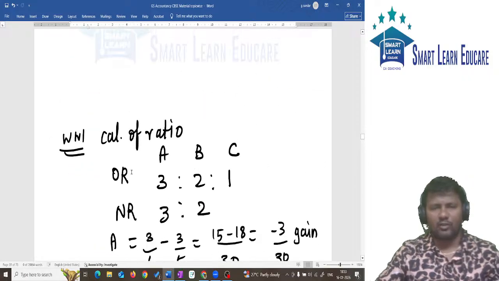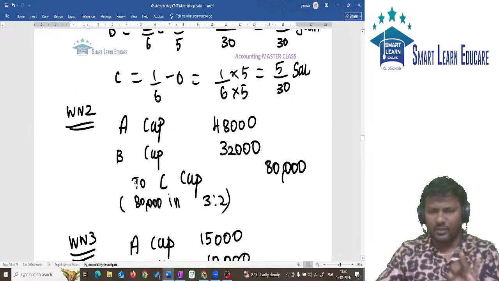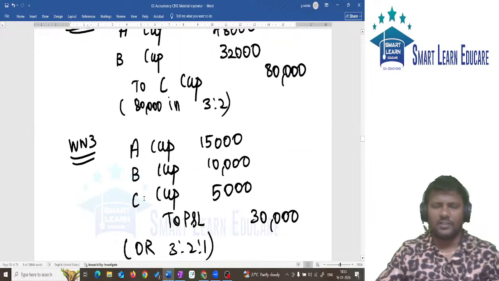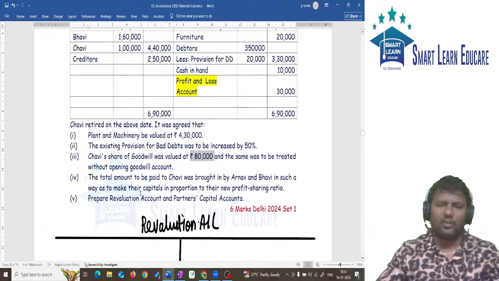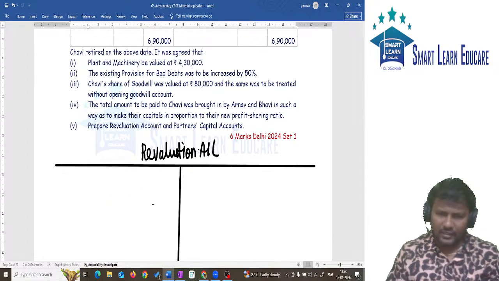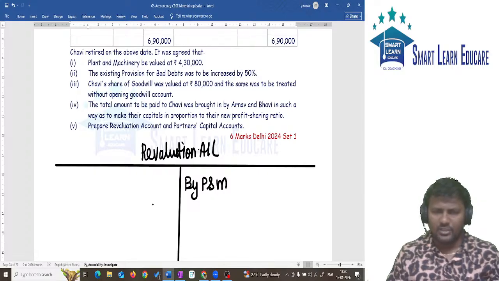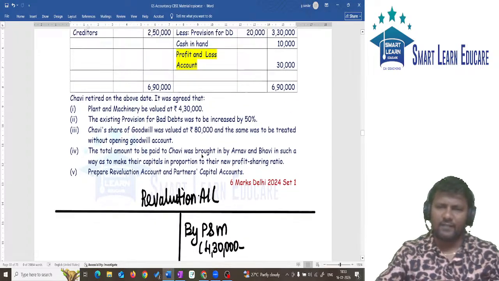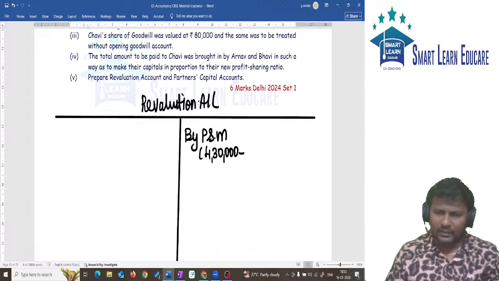Step 1, calculation of ratio. Step 2, treatment of goodwill. Step 3, transfer of reserve. Now come to step 4, which is the revaluation account. Plant and machinery is valued at 4,30,000. The existing value of plant and machinery is 3 lakh. The new value is 4,30,000, meaning plant and machinery increased. How much is the increase? 4,30,000 minus the existing value 3 lakh will give you 1,30,000.